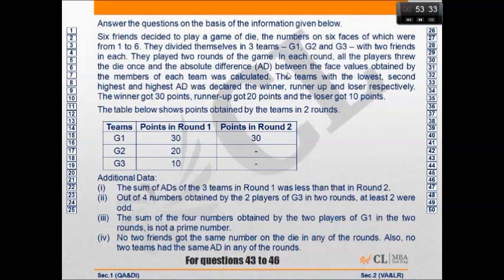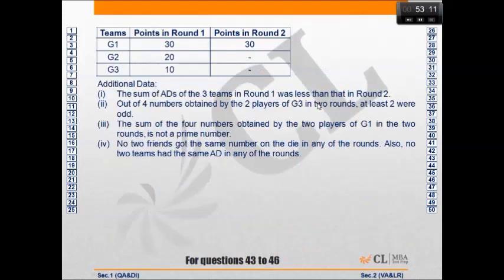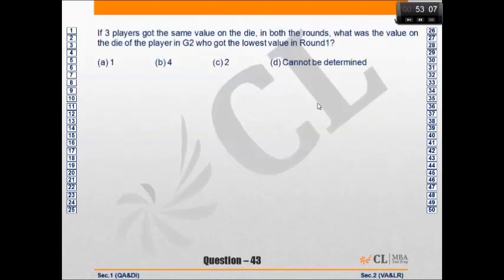6 friends decide to play a game of die. Numbers on 6 faces were 1 to 6. Divided into 3 teams, G1, G2, G3, 2 friends in each. In each round, the players threw the die once, and the absolute difference between the faces obtained. Okay, that's lowest, highest. Winner got 30, runner-up, loser got 10 points. Okay. This will need some effort. Some cases will have to be made. This one is the third option for me at this point of time.